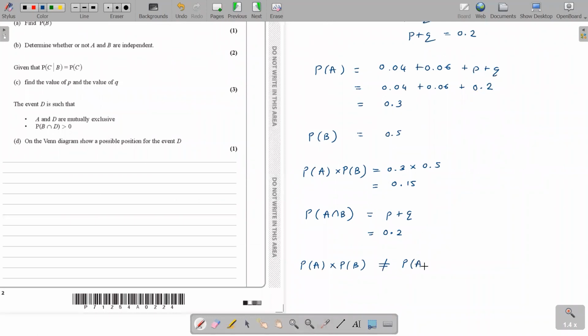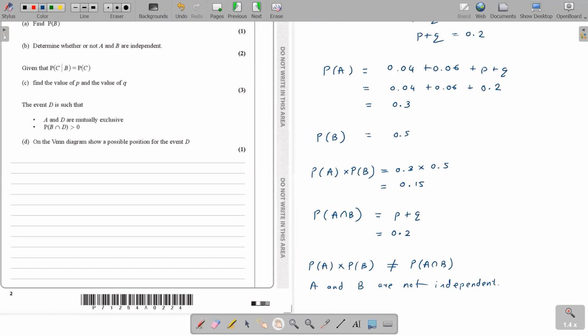No. Not equal means what? A and B are not independent. Okay?